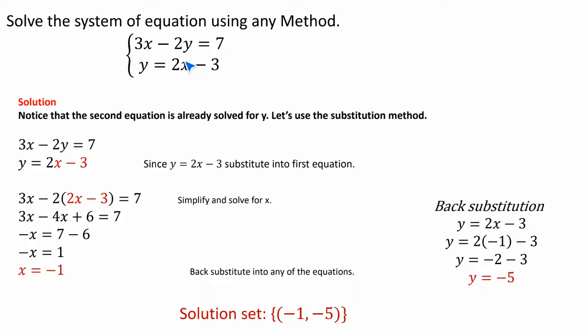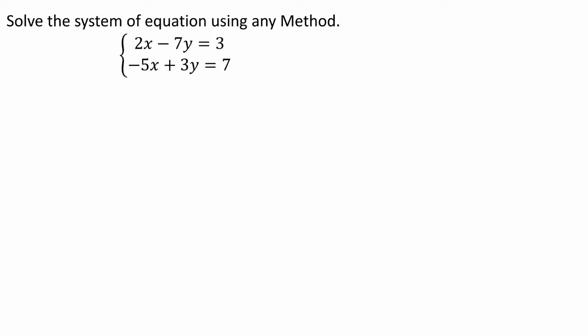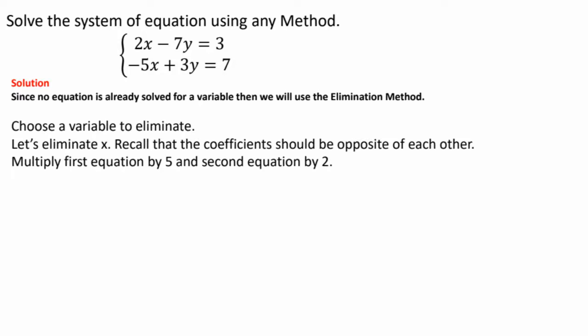Again, the substitution method, in my opinion, was a better method to use here since y is already isolated. But if you chose to use elimination, then that would still work as well. Okay, so let's look at this third example. Here, none of my variables are isolated, and so for me, I'm going to go ahead and use the elimination method.